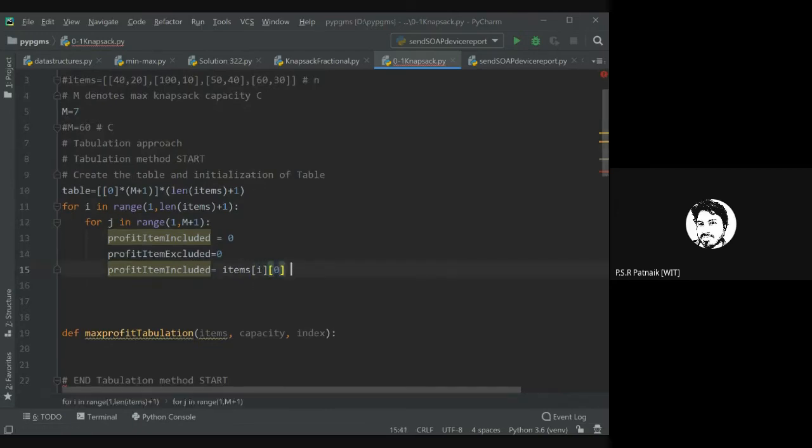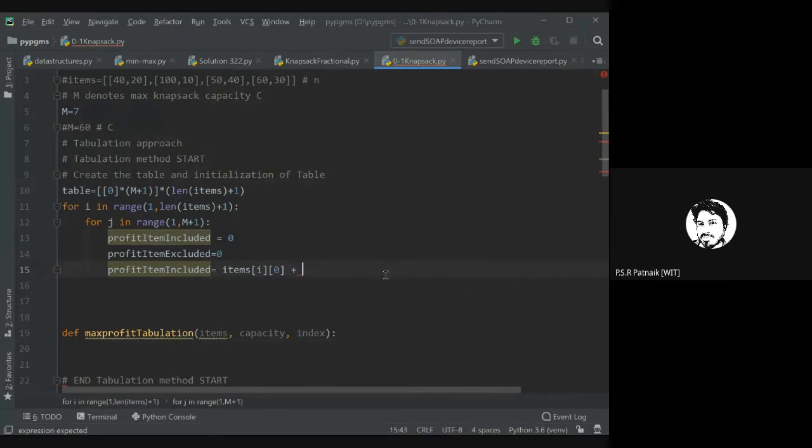This is the profit associated with the current item plus what will be the max. Either if you include this item, then you need to find out what was the profit which you could get minus the weight of the included item and the problem, reduced problem size. So this value, where do you get the previous value? The previous value will always be inside the row below it. So I can call it the upper row. The next value you are searching for would be the upper row to the current row.